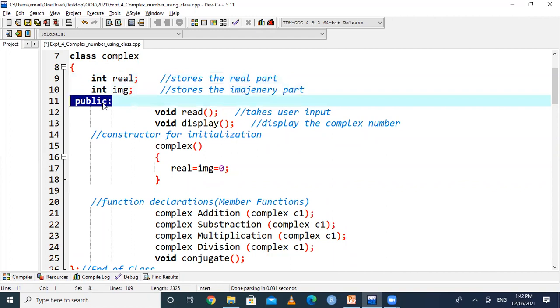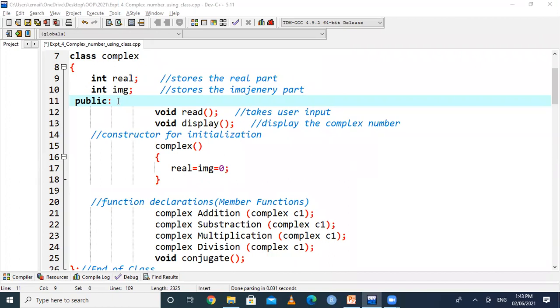Then there is an access specifier for a class. This is again a new thing in class which is not present in structure. You can use three types of access specifier: public, private, and protected. Public means something declared inside public is useful for that class as well as for other classes. Private means it is restricted to that class only, and protected means it is useful for that class and its subclasses also.